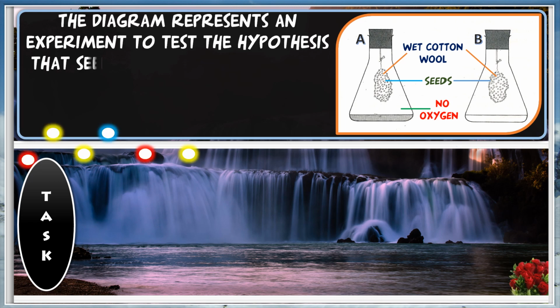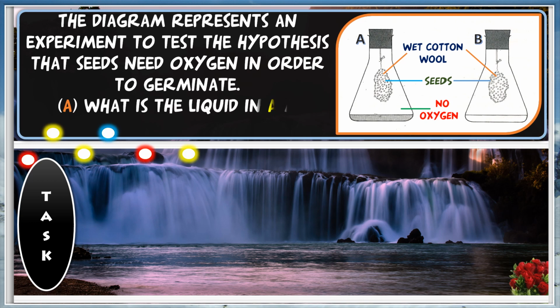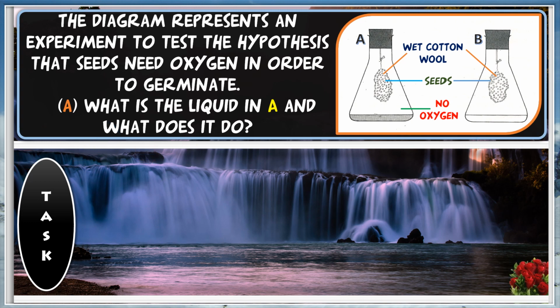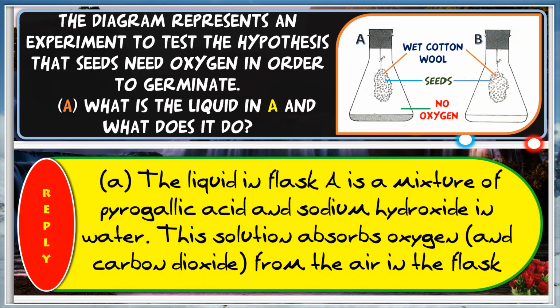The diagram represents an experiment to test the hypothesis that seeds need oxygen in order to germinate. Part A. What is the liquid in flask A and what does it do? The liquid in flask A is a mixture of pyrogallic acid and sodium hydroxide in water. This solution absorbs oxygen and carbon dioxide from the air in the flask.